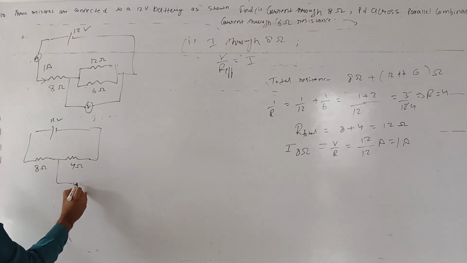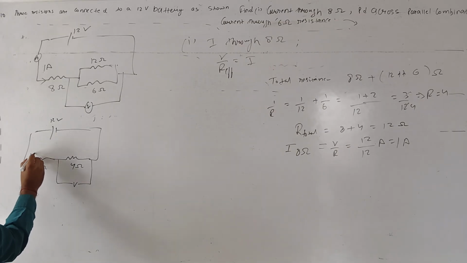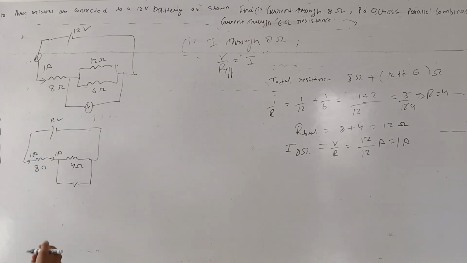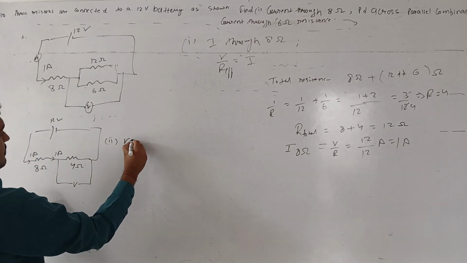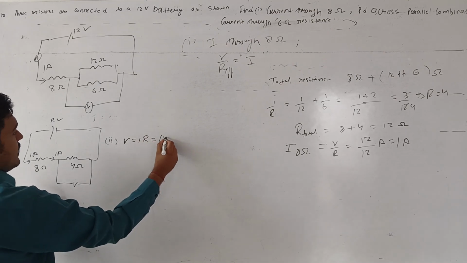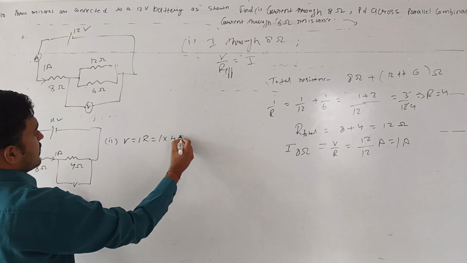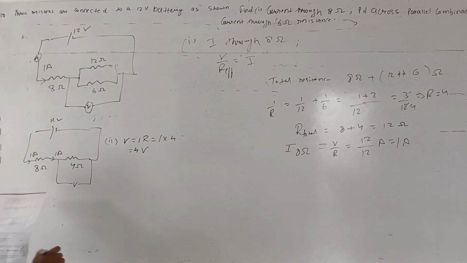So here we have to find the potential drop. So what is I? The same current, 1 ampere, is coming through the 4 ohm or the parallel combination. So the potential drop is equal to I into R. I is 1 and R is 4 ohms, therefore V comes out to be 4 volt. So the potential across the parallel combination is 4 volt.